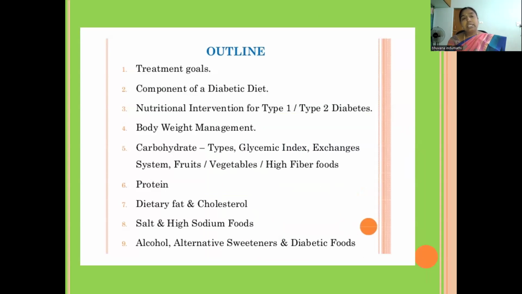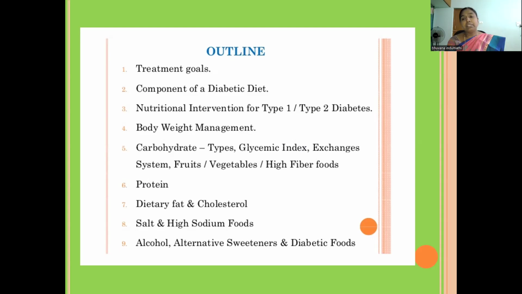Outline of this dietary management: the goal is treatment and the components of the diabetic diet. For nutritional intervention, we have to assess whether they are type 1, type 2, or gestational diabetes. Depending upon the type or classification, we have to estimate the diet chart and diet plan. Accuracy of body weight management is very important in the weight management system and also in diet planning assessment. Coming to carbohydrates, we have to know about the types, glycemic index, and exchange of food systems, such as fruits and vegetables and high fiber foods.